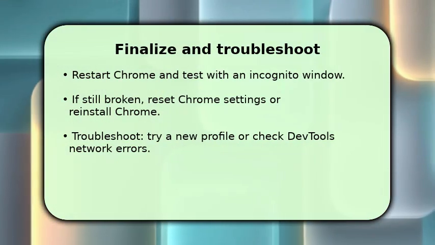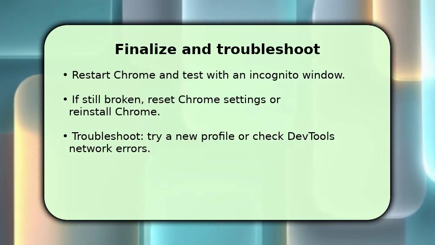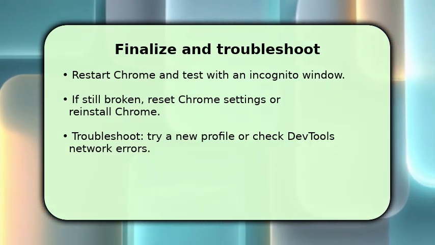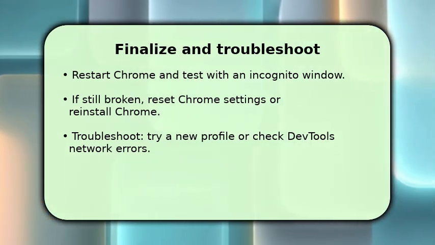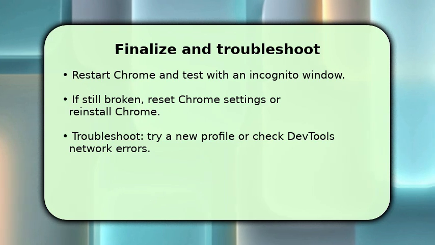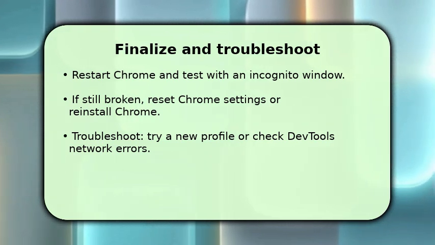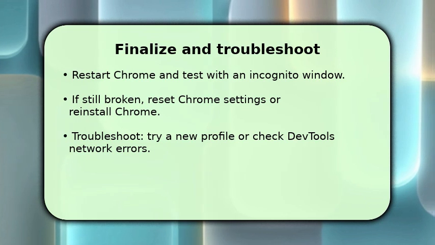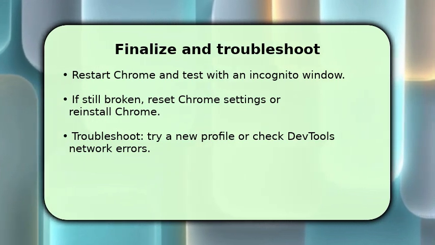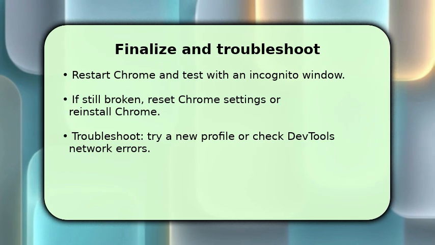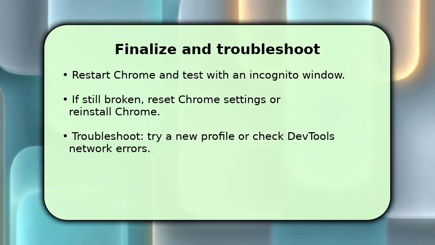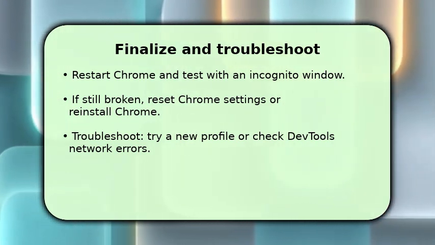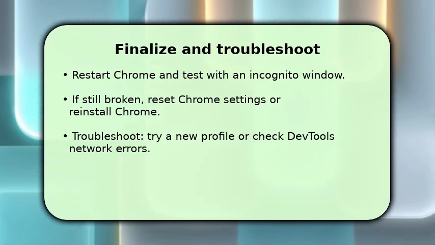Finally, you restart Chrome and test the page in incognito to rule out cached extensions. If Show Original still fails, reset Chrome settings to defaults or reinstall Chrome to remove persistent corruption. Before reinstalling, export bookmarks and passwords. If problems continue, open DevTools Network and Console to look for blocked resources or translation script errors. This often reveals the why.